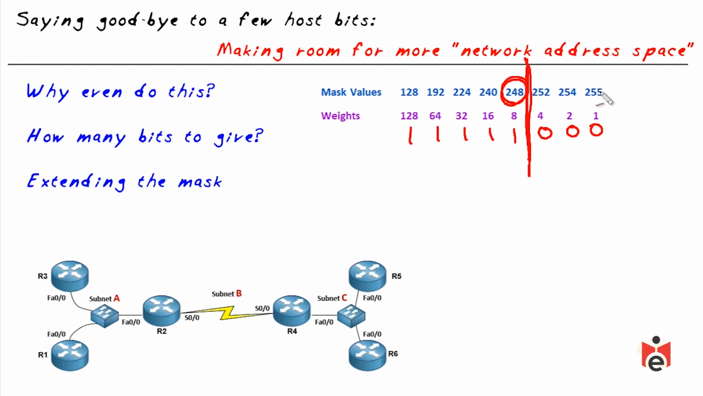So here are the 2 things that I want you to take away from this video. Number 1, I want you to be comfortable with the idea that we are stealing, we are taking away available host bits and sacrificing them for the purpose of creating additional networks. The other thing I want to make sure you're comfortable with is quantity. How many bits do we need to take in order to create a certain number of subnets? And that's all about using the finger game.